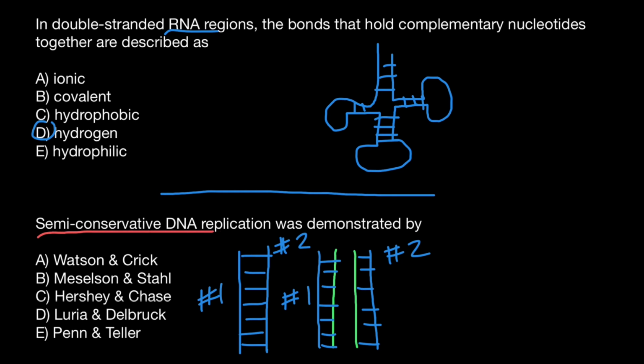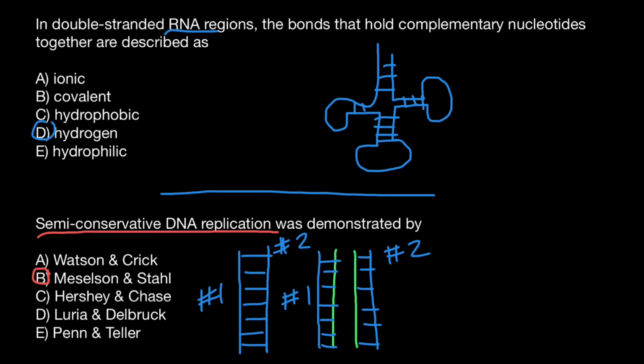Semi-conservative DNA replication theory was proposed by Watson and Crick, but actually the experiment that confirmed the theory was done by Meselson and Stahl. So the correct answer is B.